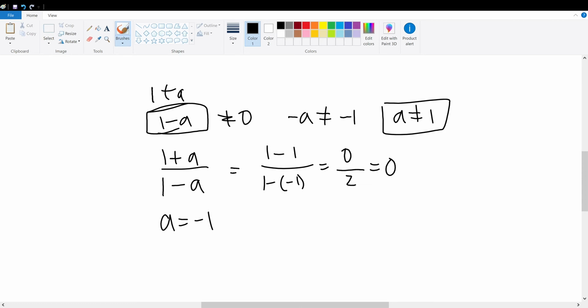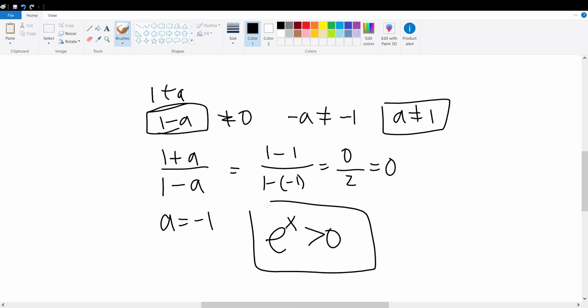But here we must bring up an important thing about e to the x power. e to the x power is always greater than 0. Why is that? Because there's no input of x that will make e to the x equal to 0. That applies for any base as well, such as 2 to the x will never be equal to 0, 3 to the x will never be equal to 0, and so on. So e to the x will always be greater than 0.